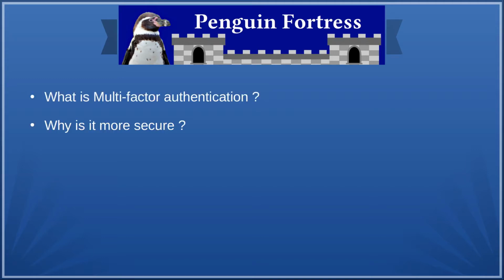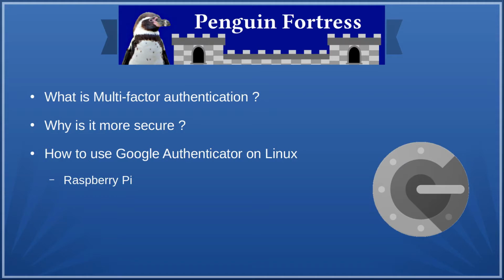I'm going to go over some of the reasons that it's such a good idea. Then I'll give a practical example using Google Authenticator, which I'm going to do on a Raspberry Pi, and briefly discuss some of the potential problems, such as how to get in if you don't have your phone, and a couple of alternatives.